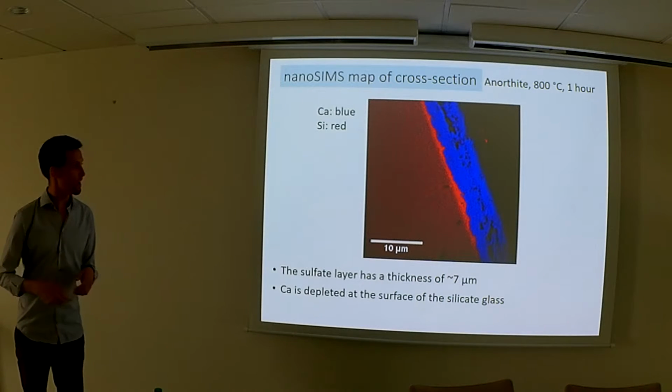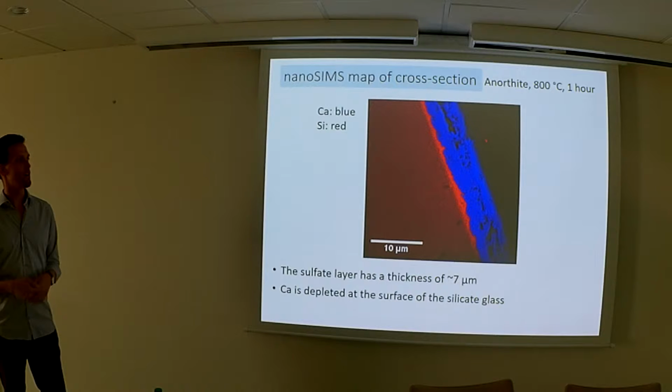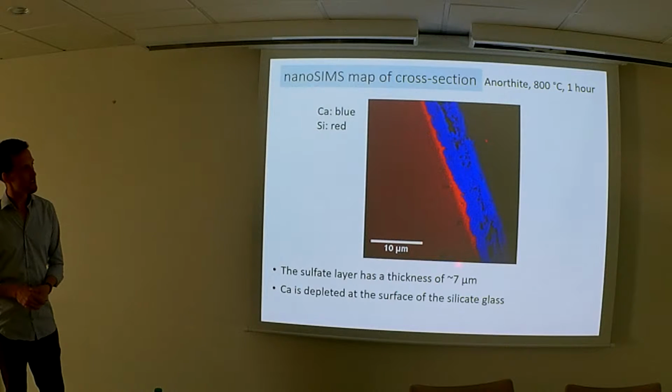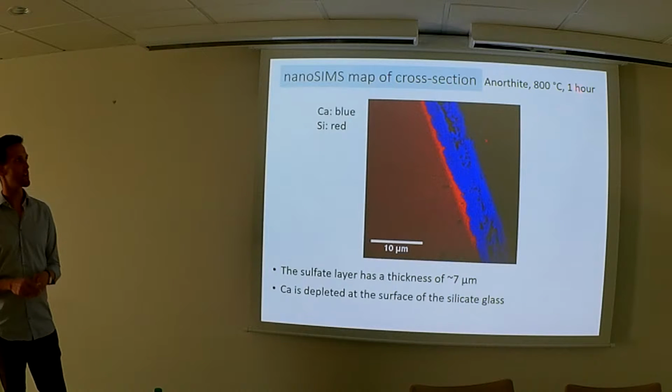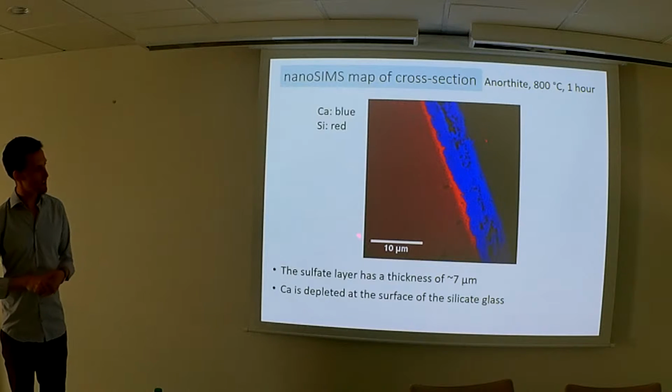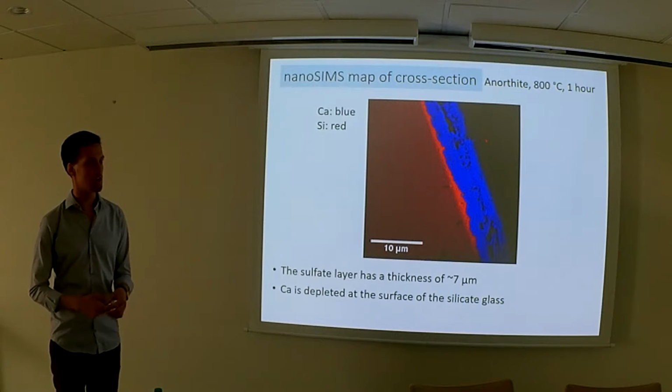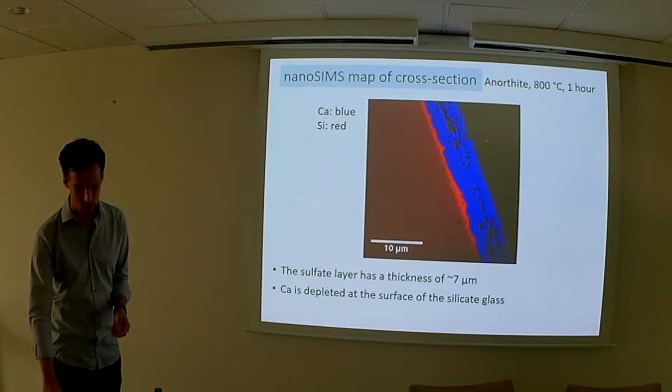Which is why, actually only 3 weeks ago, I went to the nano-SIMS in Perth at the UWA to look at diffusional properties of those silicate glasses. And in this image, this is a cross-section of an anorthite glass reacted at 800 degrees for 1 hour, color-coding the counts for these two elements. So in red, you can see the counts of silicon, and in blue, you can see the counts of calcium. So we see the silicate glass here to the left of the interface. Here we can see in blue a slightly porous sulfate layer. And then at the interface, we see a very high count rate of calcium and a very low count rate of silicon. The other way around: very high count rate of silicon, very low count rate of calcium.